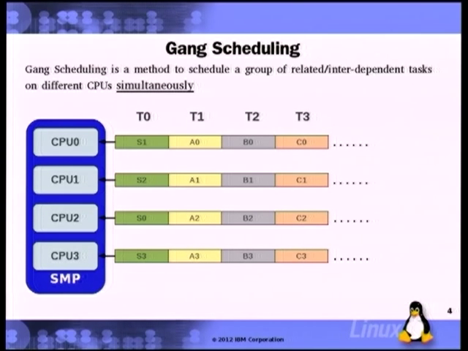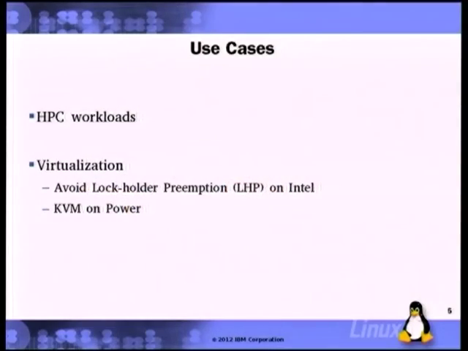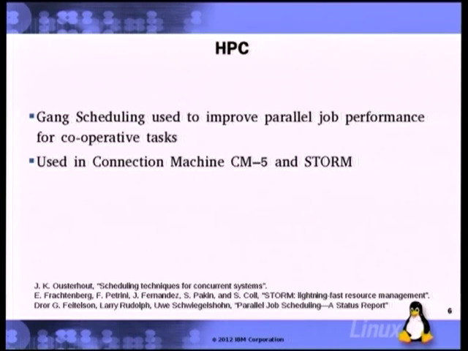So why is this required? The next question is, what are the use cases that gang scheduling would help? I'll touch upon a few use cases here. One of them is HPC workloads, and the other is virtualization. In virtualization in particular, there is a problem called lock holder preemption, which I'll get into in detail, on Intel and KVM on power. HPC has traditionally been using gang scheduling for a long time, to improve the job performance of cooperative tasks.